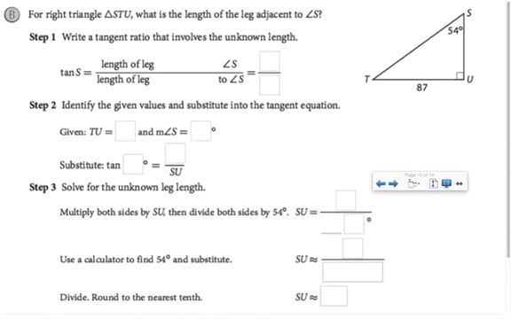In part B, I'm asked for the length of the leg adjacent to angle S. So they've got kind of the whole thought process laid out for us, so let's fill in as many blanks as we can. I know that the definition of the tangent of S is that it's going to be the length of the leg opposite angle S over the length of the leg adjacent to angle S. So angle S is opposite TU, and the leg adjacent to S is SU. I'm given that TU is 87. I'm given that angle S is 54.